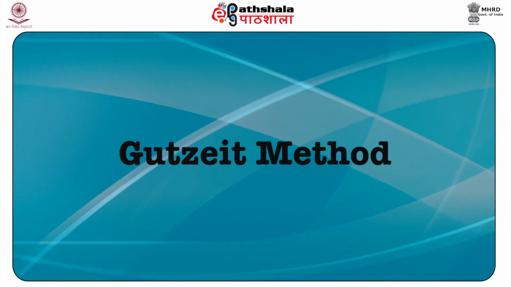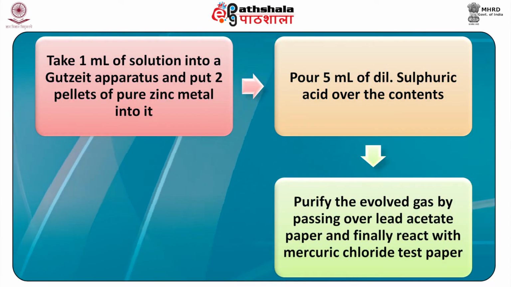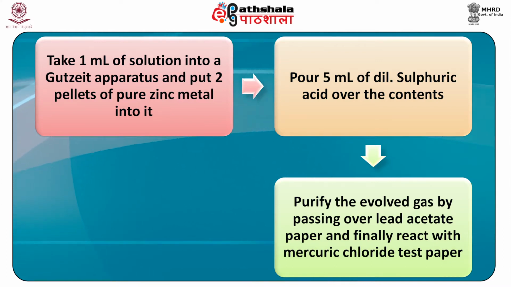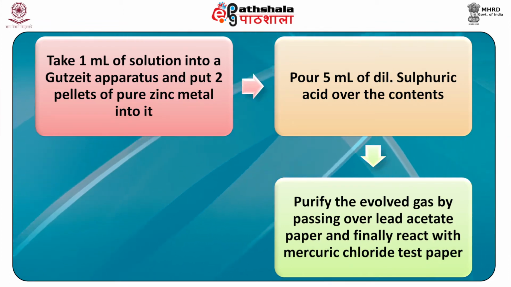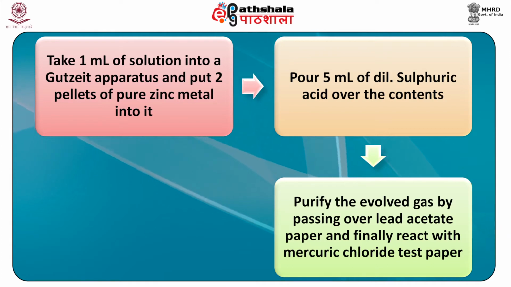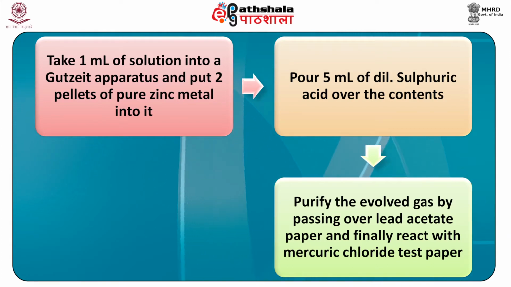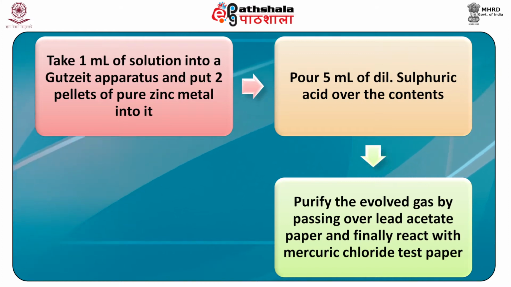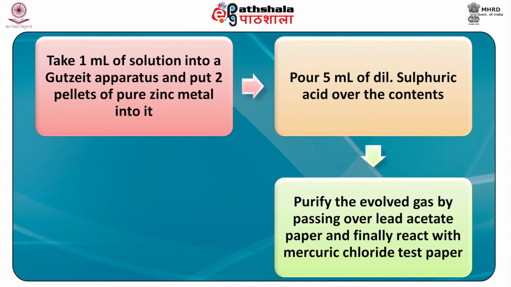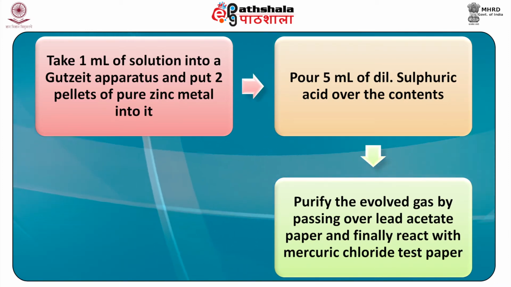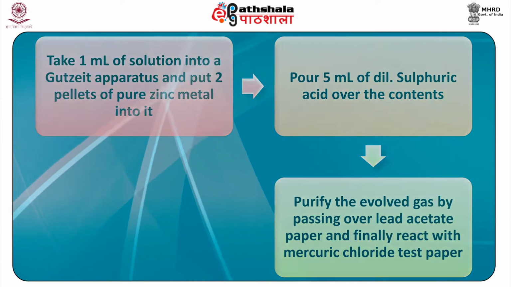Next is the Gutzeit method. The solution obtained from the wet digestion process is tested by this method. 1 ml of the solution is taken into a Gutzeit apparatus. 2 pellets of pure zinc metal are put into it. 5 ml of dilute sulfuric acid is poured over the contents. The evolved gas is purified by passing over lead acetate paper so as to absorb the hydrogen sulfide gas and is reacted finally with mercuric chloride test paper.